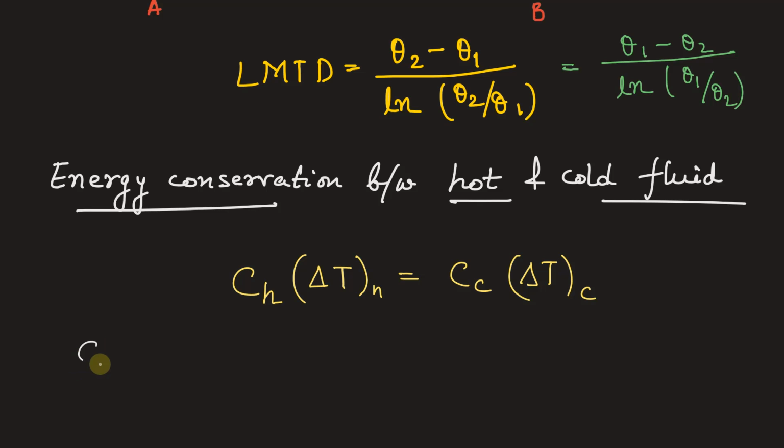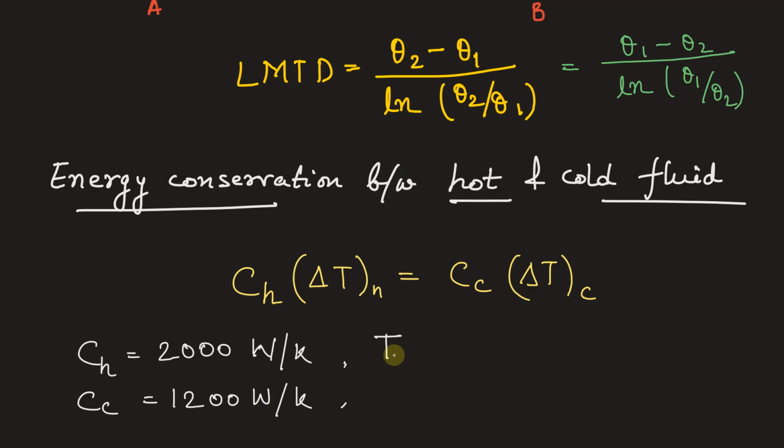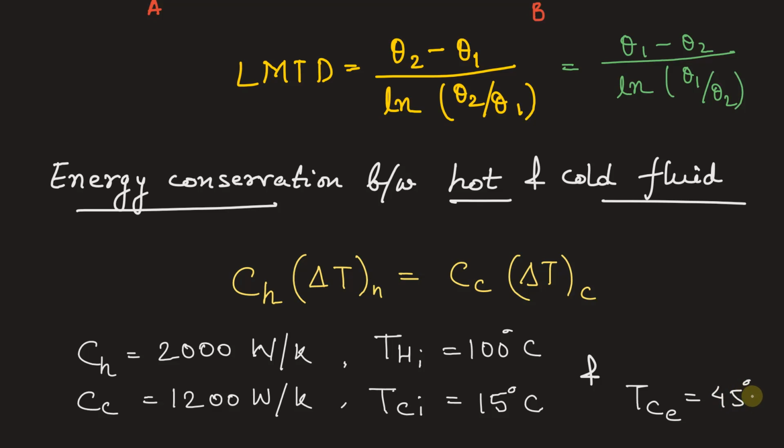Now let's write the values given to us. So given values are Ch is 2000 watt per Kelvin, Cc is equal to 1200 watt per Kelvin. Now Thi at the beginning is given as 100 degrees Celsius, Tci is equal to 15 degrees Celsius, and Tc at the end of heat exchanger is equal to 45 degrees Celsius. So these values are given in the problem.